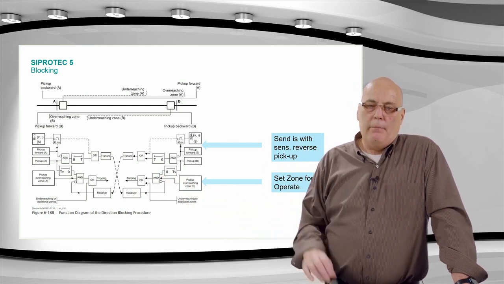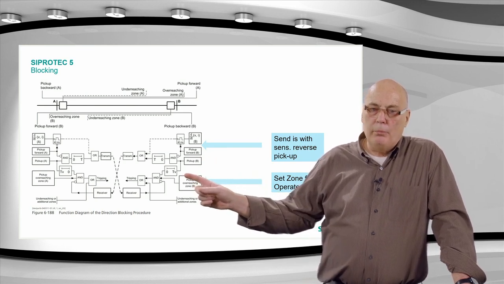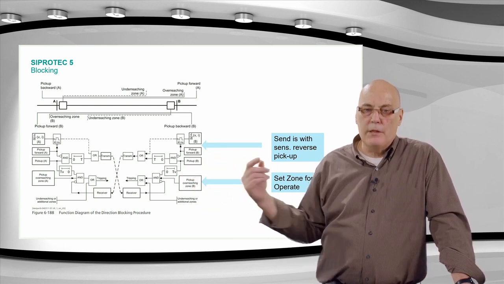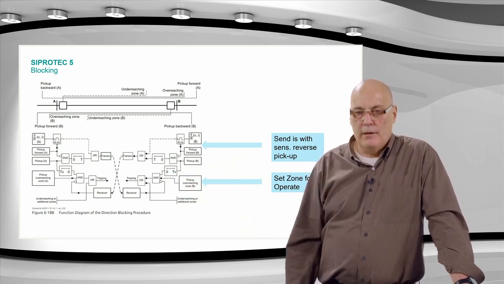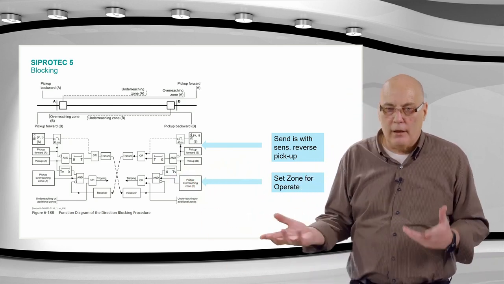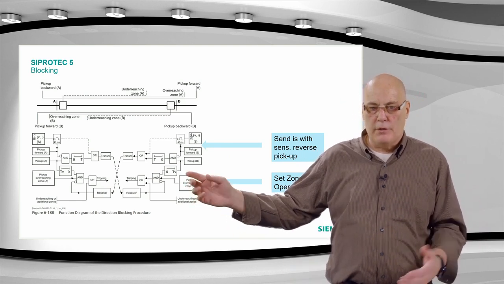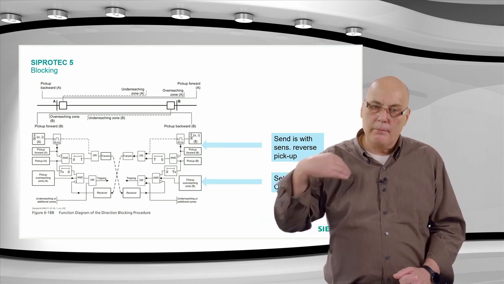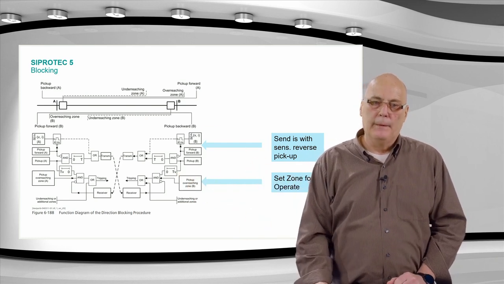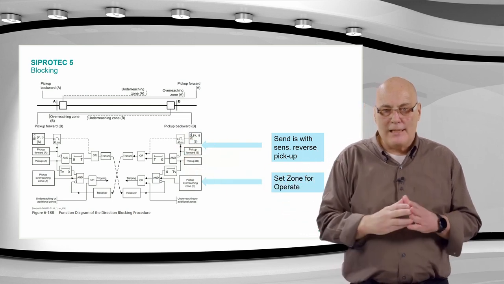You need some time. Now the problem is when you get the pickup and you immediately want to trip, that would be too soon. You have to wait for the receive signal. And that's where you have this coordination time here. You are waiting. That's the T. It's the channel delay time, some safety margin to give the remote side time to send you the block signal. If you don't have the block signal when this timer expires, the scheme will trip.